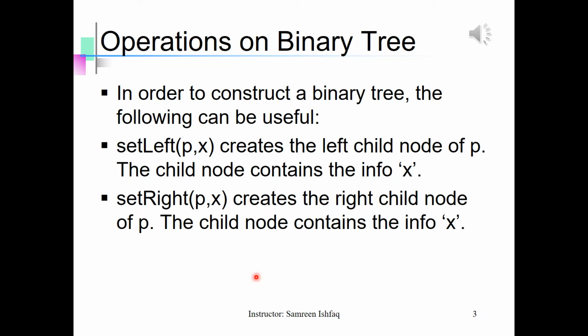For the construction of a binary tree, the following methods are useful. Set left, pass P and X. It will create the left child node of node P, and the child node contains the info or data X. The set right function will create the right child node of node P, and the child node contains the info X. X can be any data.